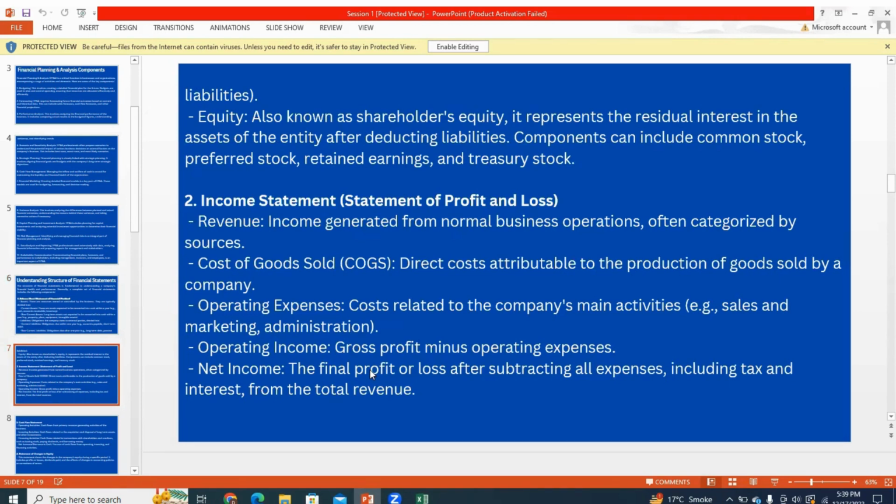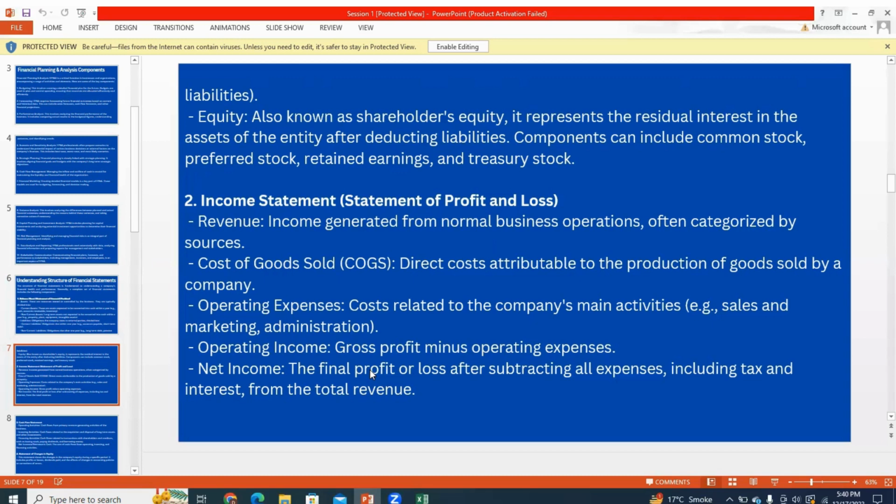The third thing is equity, also known as shareholders' equity. It represents the residual interest in the assets of the entity after deducting liabilities. This definition is not available in IAS 1, the IFRS guide. It is the definition available in US GAAP, generally accepted accounting principles. The US has different accounting principles while IFRS has some different accounting principles. There's a difference between both, and now the Middle East has been adopting US GAAP and shifting from IFRS.